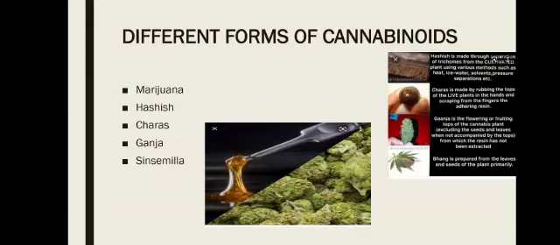There are many different forms of cannabinoids, such as hashish, made through separation of trichomes from the cultivated plant, charas, made by rubbing the top of the live plant, ganja, the flowering or fruiting tops of the cannabis plant, bhang, prepared from the leaves and seeds, marijuana, sinsemilla, and many more.